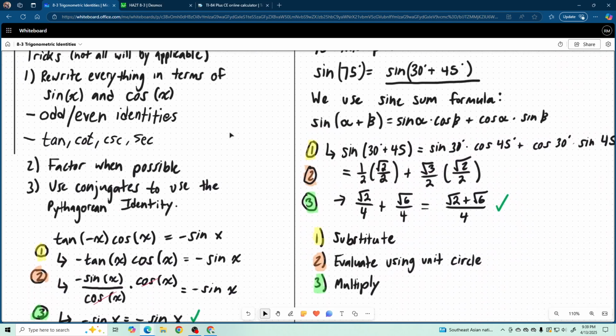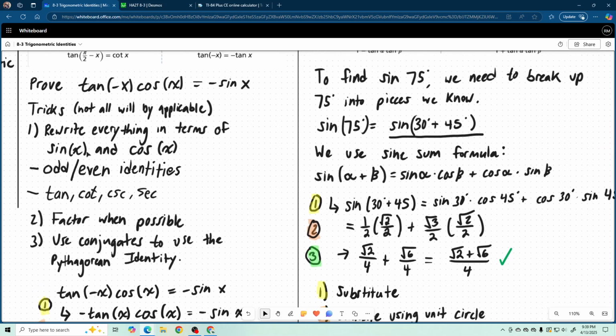So the first thing you're going to want to do is rewrite everything in terms of sine x and cosine x. Now what this means is if you have sine of negative x or cosine of negative x or anything with a negative x, you're going to want to change those to where there's no negative near the x. All right, so odd and even identities, you're going to want to take care of those initially.